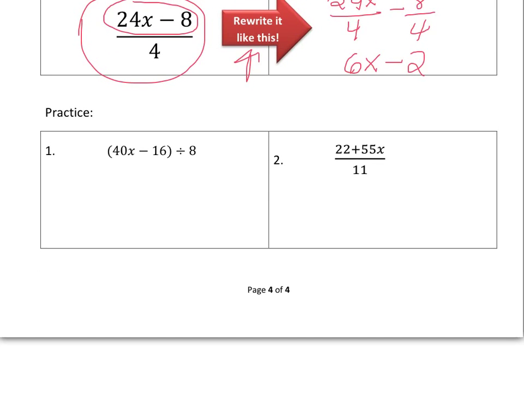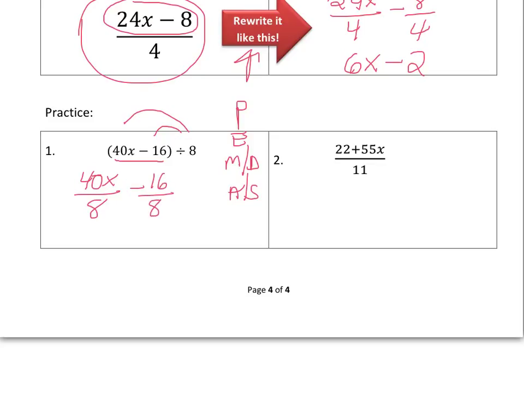Okay, let's take a look at two practice problems. We have 40x minus 16 in a group being divided by 8. So let's use the distributive property of division. Again, just like multiplication, why would we do this? Because order of operations tells us to work inside the group first. However, inside the group is not like terms. 40x and 16 are not like terms. So we really can't simplify that yet. So that's why we're doing the distributive property over division. So we have 40x divided by 8 minus 16 divided by 8. 40x divided by 8 is 5x. Minus 16 divided by 8 is 2. So this can be simplified to 5x minus 2.